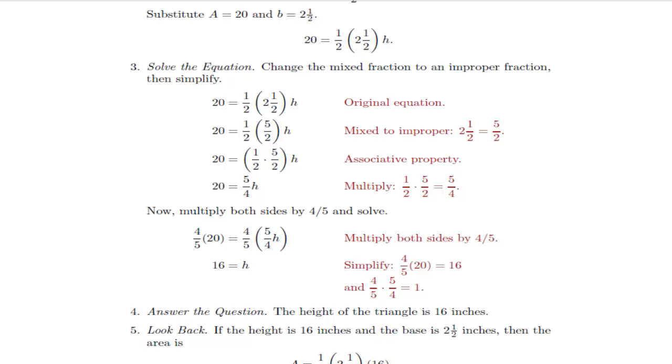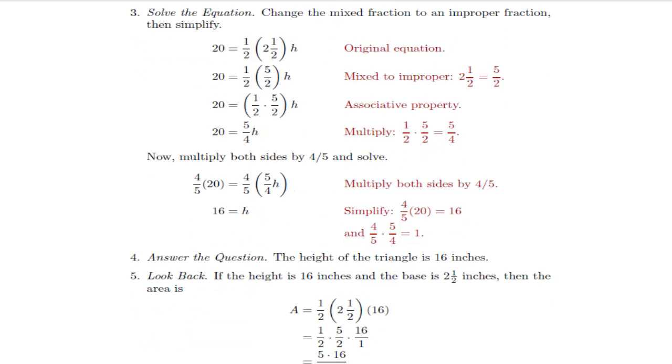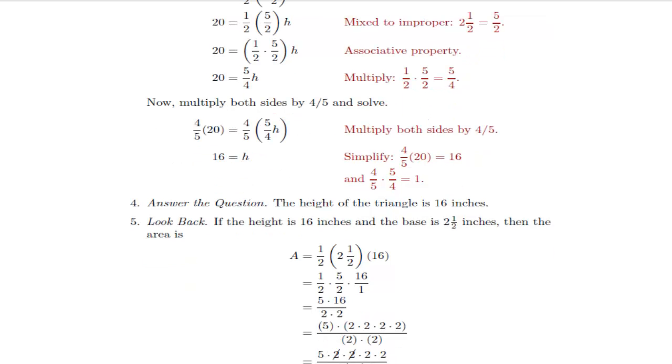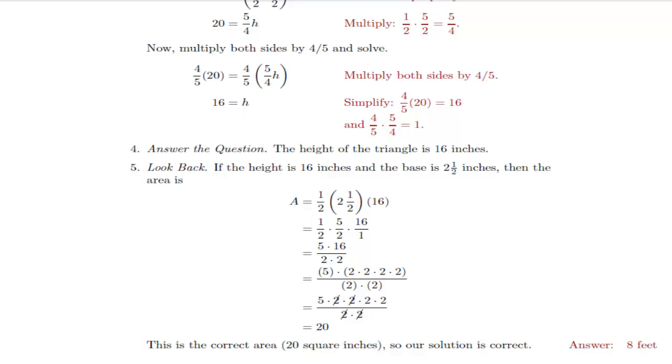Now multiply both sides by 4 over 5, the reciprocal of 5 over 4, and solve. On the left, 4 over 5 times 20 is 16, and on the right, 4 over 5 times 5 over 4 is 1. So we're left with h on the right. Answer the question. The height of the triangle is 16 inches.